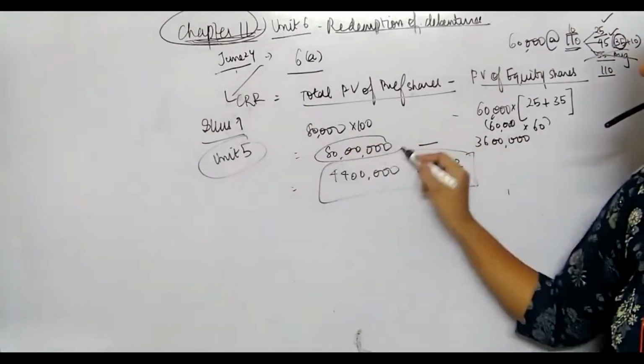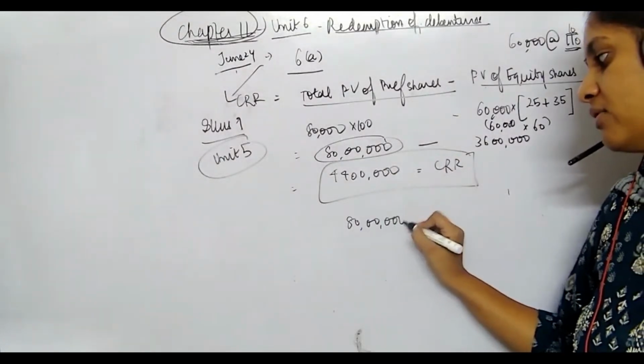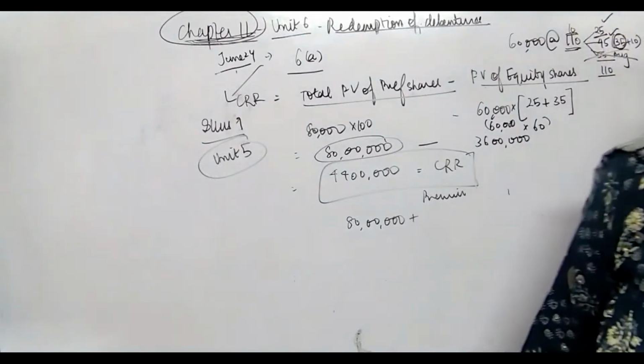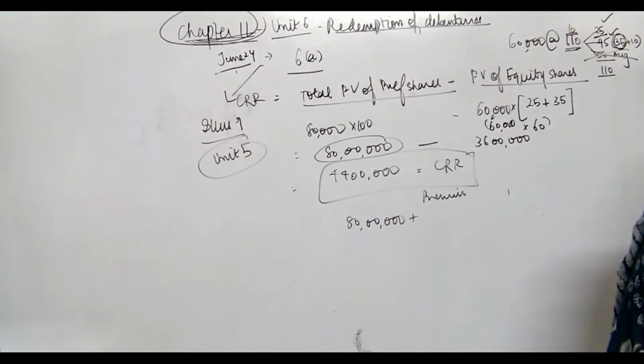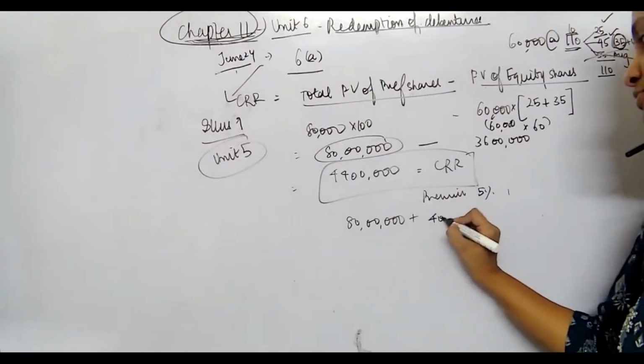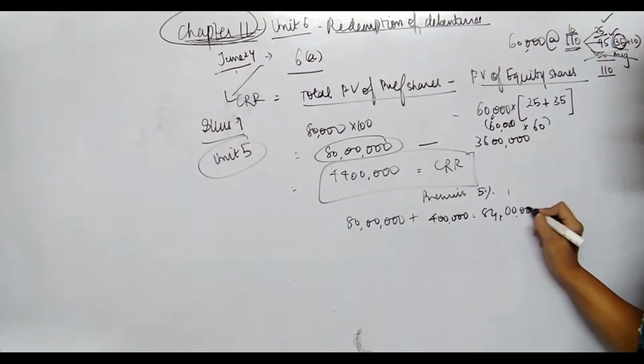And then you are redeeming these preference shares at a premium. So 80 lakhs will be, what is the premium value that you have received? Premium is nothing but 5% of this value. So 5% comes to 4 lakhs. So 84 lakhs is the total value that you have redeemed.